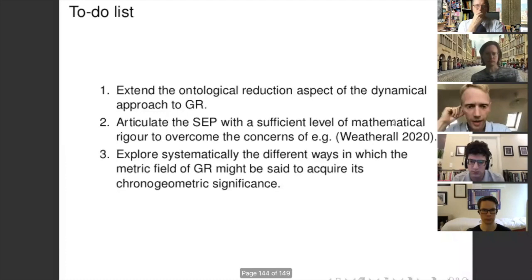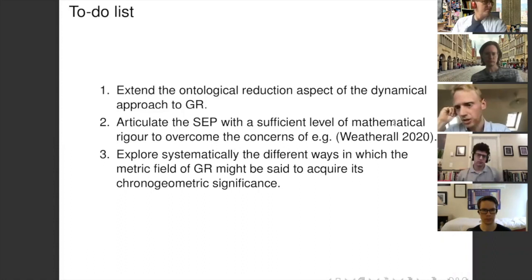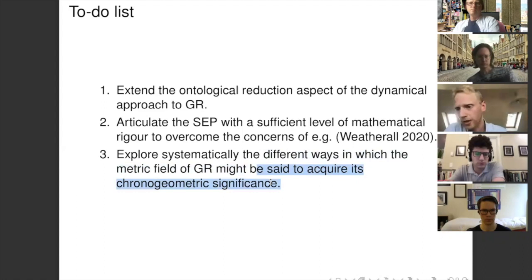And third, explore systematically the different ways in which the metric field of general relativity might be said to acquire its chronogeometric significance. So I've started working on this last one a little bit recently with Niels Linnemann by looking in more detail at these Ehlers-Pirani-Schild type constructive axiomatizations. In fact, there's a rich body of physics literature which has been broadly ignored in the philosophy of physics. So I think there's a lot to be done here as well.